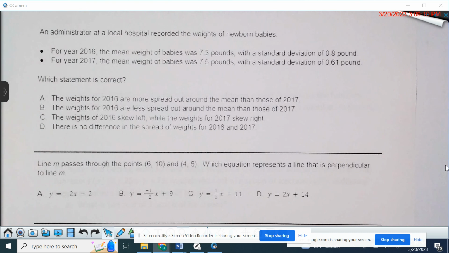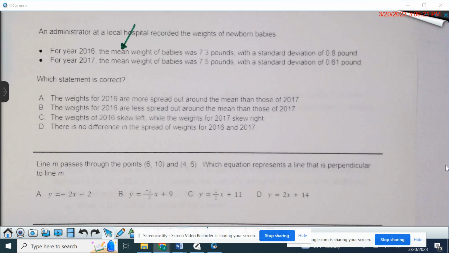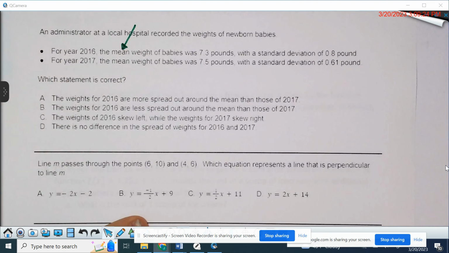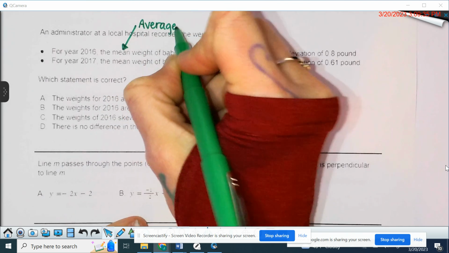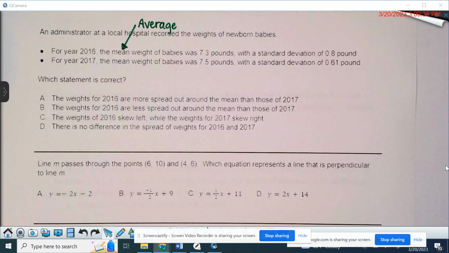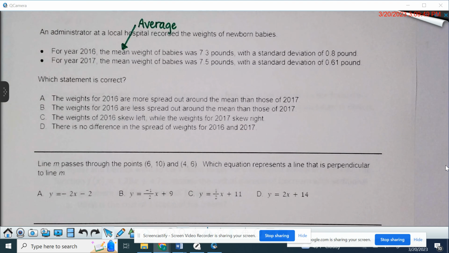But, so an administrator at a local hospital recorded the weights of newborn babies. For year 2016, the mean weight of babies, so mean, what is another word for mean? What is mean? Or what is the mean? They're not mean babies, but mean is the average, right? So if you added all their weights up, and then divided by the number of babies weights that we had, like how many babies they weighed, that would be your mean. Mean is average. Simple question, but these are the kind of things we want to make sure we are confident, because vocabulary is what stumps us a lot.